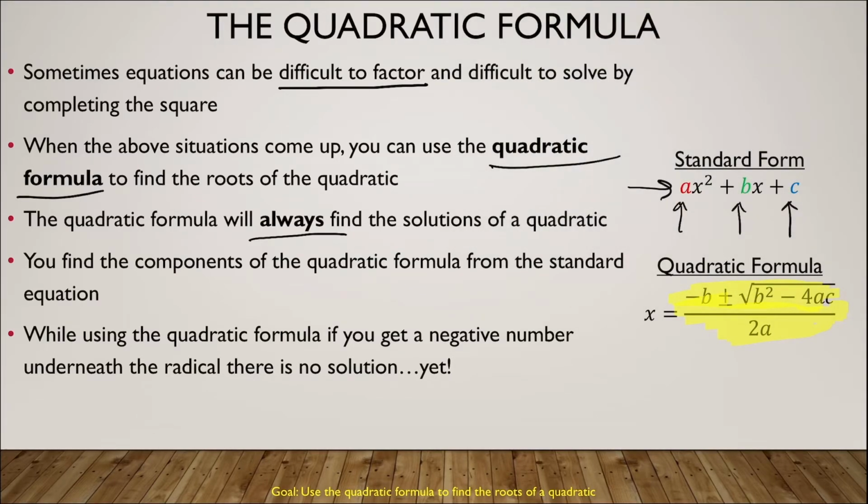While using the quadratic formula, if you get a negative number underneath the radical, there's no solution. What that's saying is, if when you simplify this part right here you get a negative number, there's no solution. Soon, in term 3, I think in unit 4, you will learn how to deal with negative numbers underneath radicals.